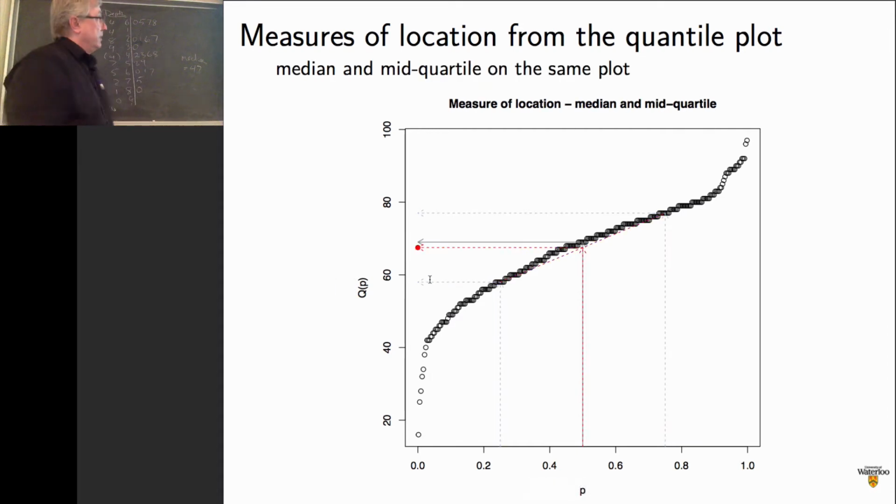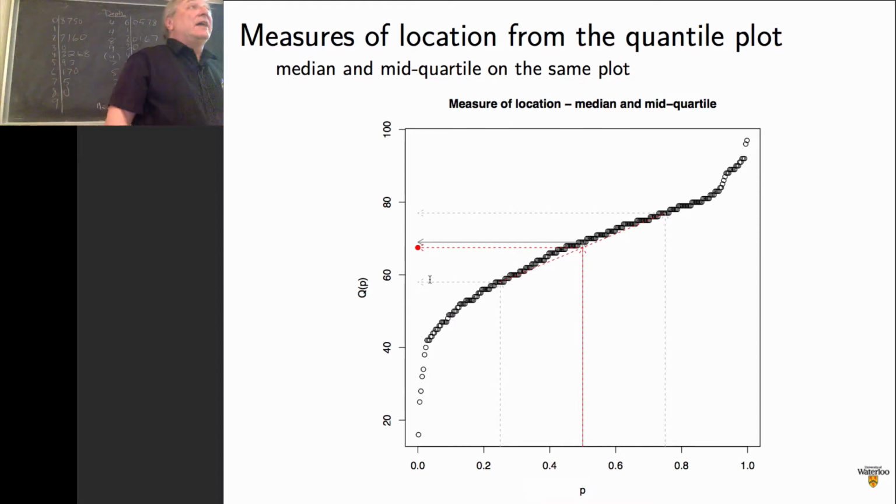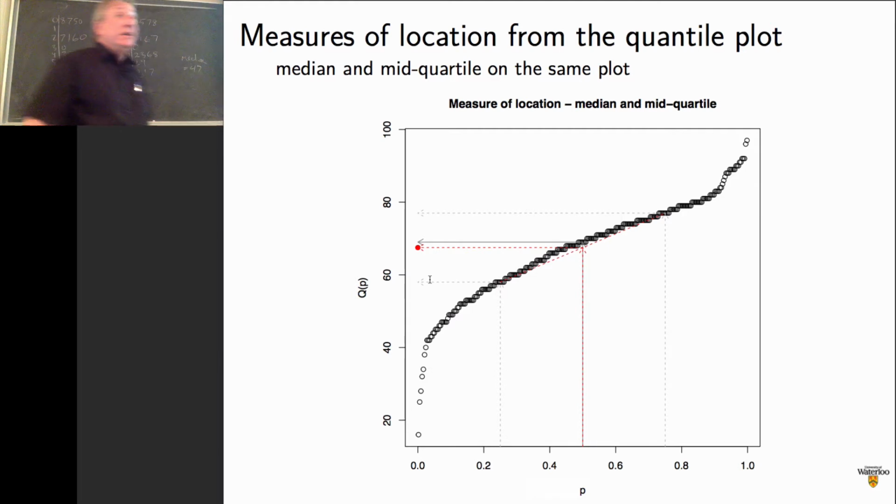So comparing these two different measures of location, note that I'm never calculating the average. Why? Because it's a nuisance. Calculating the average, the arithmetic mean, is a nuisance. I have to look at all of the numbers. For the median, I just have to look up one number. For the midquartile, I just have to look up two and average two numbers. Very easy. Okay?